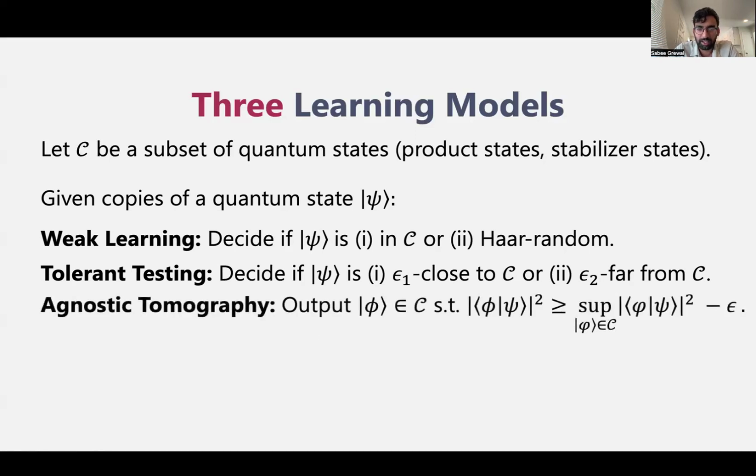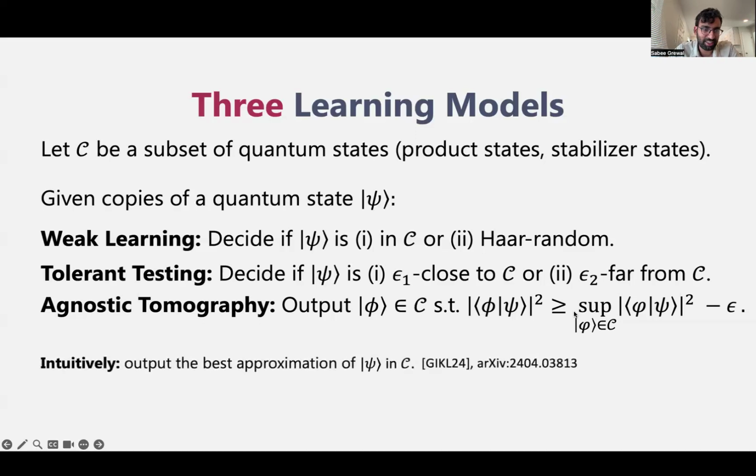And the last model we look at is called agnostic tomography, where our goal is to output some state in our subset such that the fidelity between the state and our input state psi is within epsilon of the maximum overlap across all states in C. Yeah, there's a lot of notation here. I guess intuitively, the goal for agnostic tomography is to output the best approximation of psi in the set C.